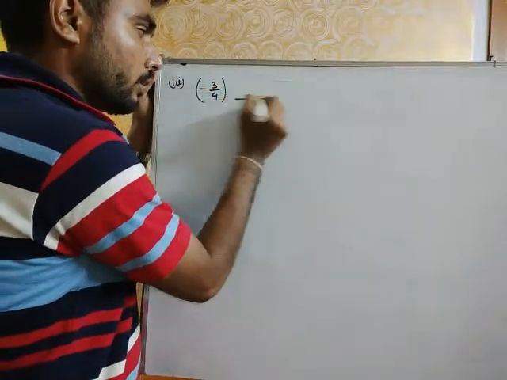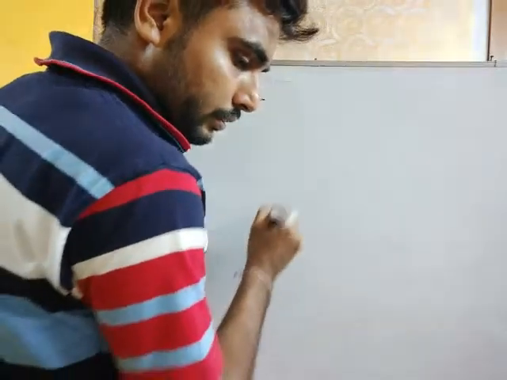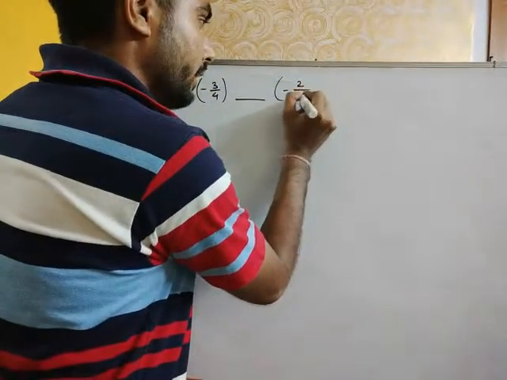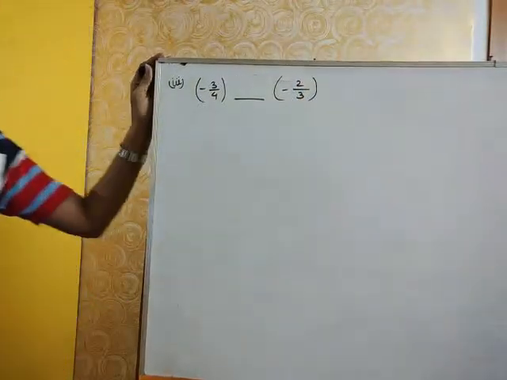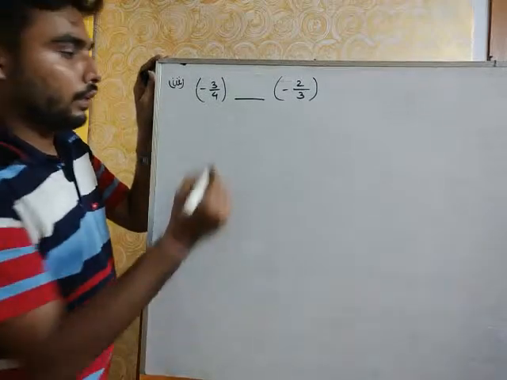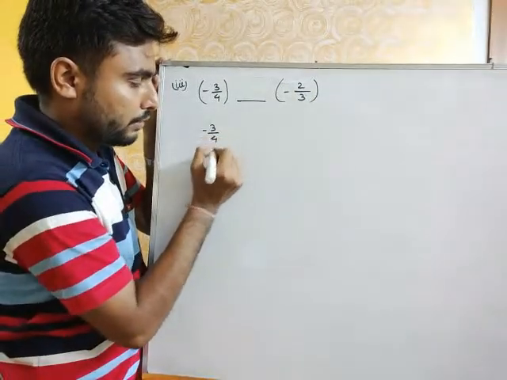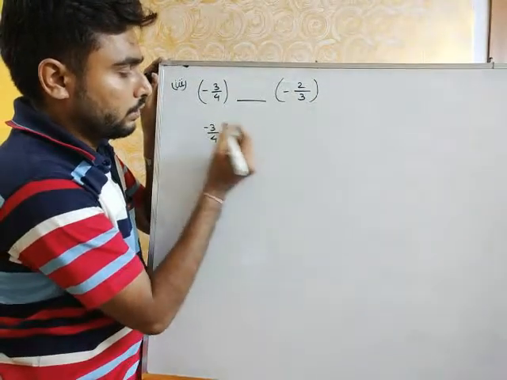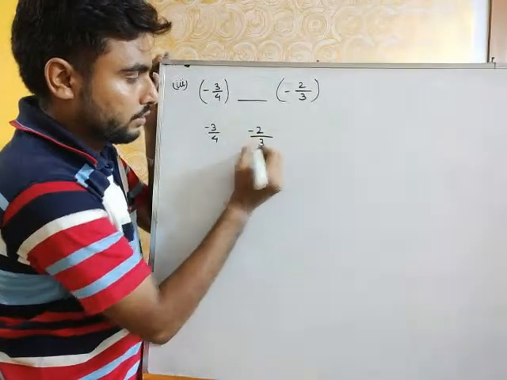Minus 3 by 4 and minus 2 by 3. We need to compare these two numbers. Okay, so minus 3 by 4 and minus 2 by 3.